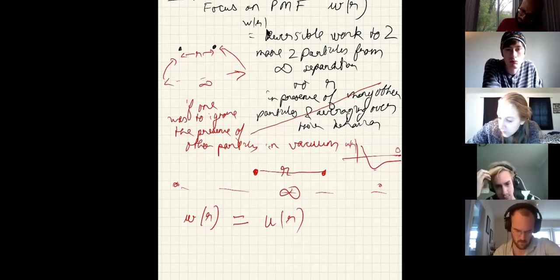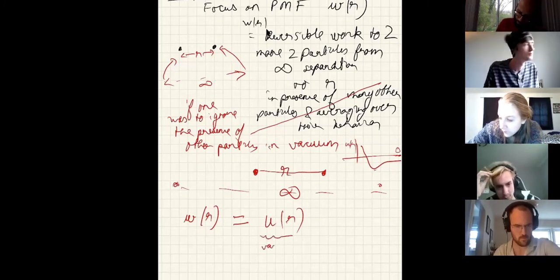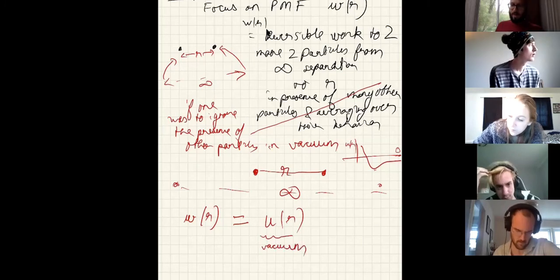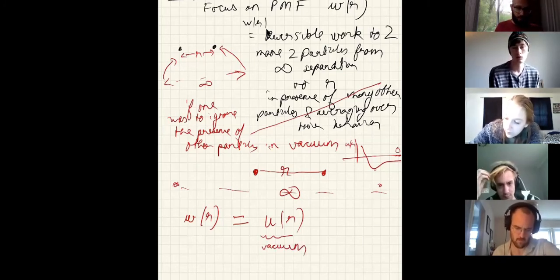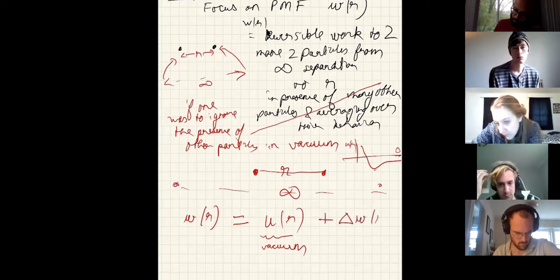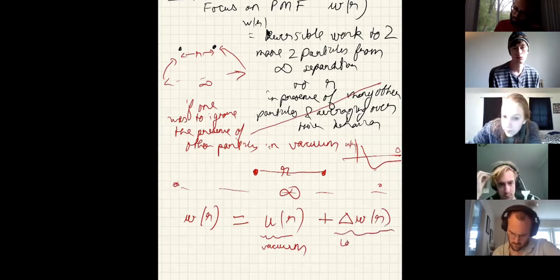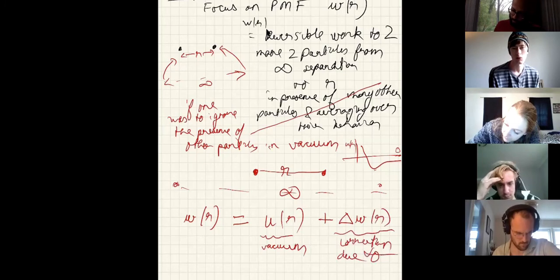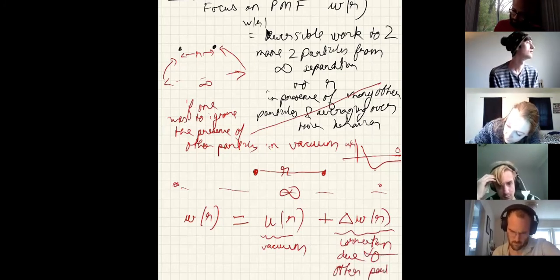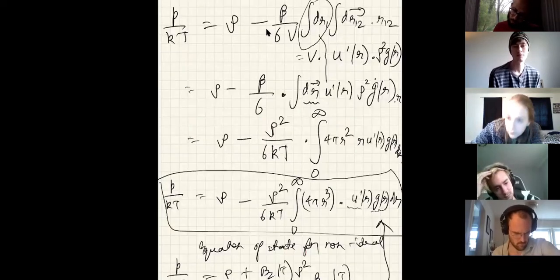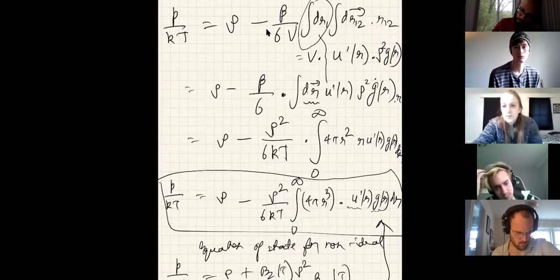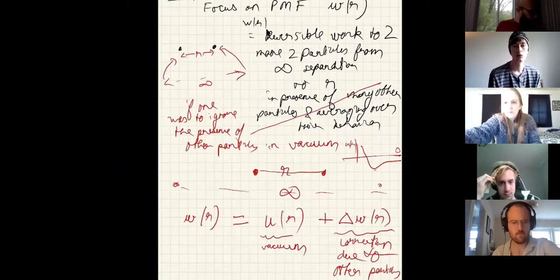Okay, thanks. So this is nice. This is true if you were bringing the particles close together in vacuum, with nothing else. But in general, there are other things and they are going to have an effect. Let's call that effect delta W of R. So this is the correction due to other particles. Hopefully this equation gives you a bit more intuition into the potential of mean force. Page number 8, page number 9.